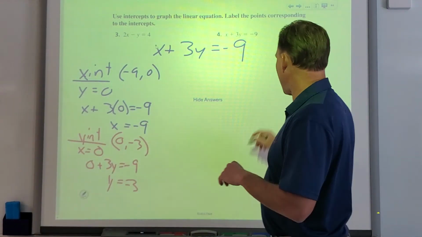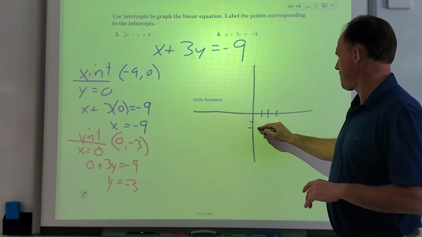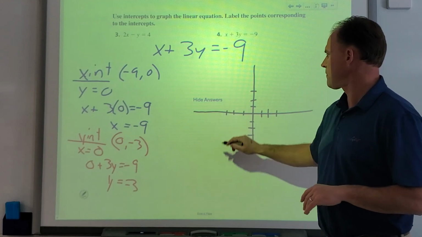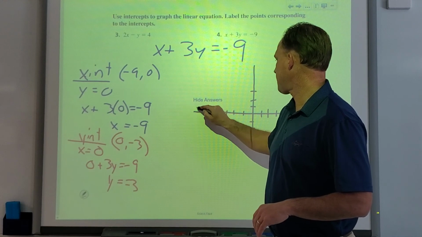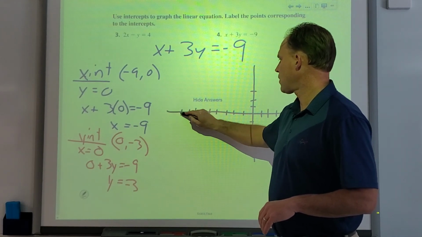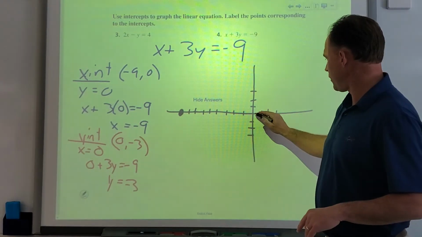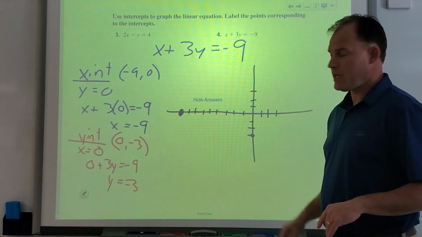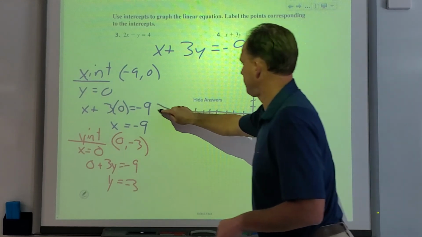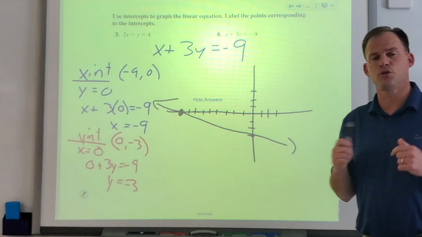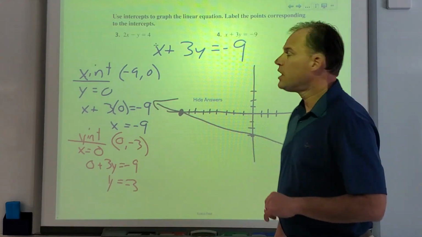Now I need to be able to graph. X-intercept, -9, 0. So I go to -9, 0, and put a point. Y-intercept, 0, -3. From here, I graph my line. That's how you graph using X and Y intercepts. Plug 0 in for the other variable.